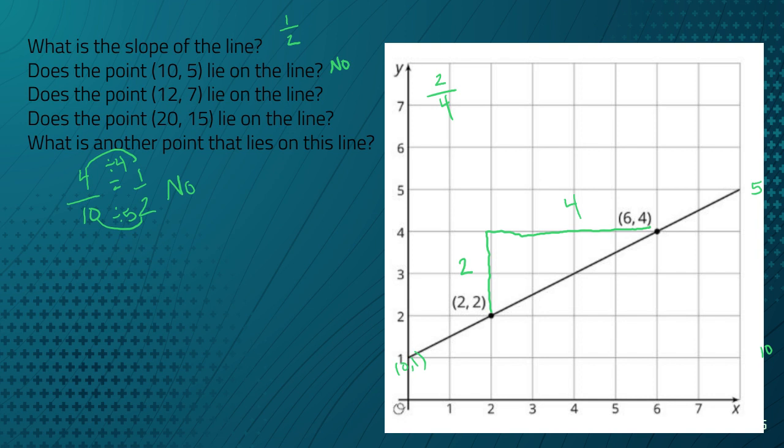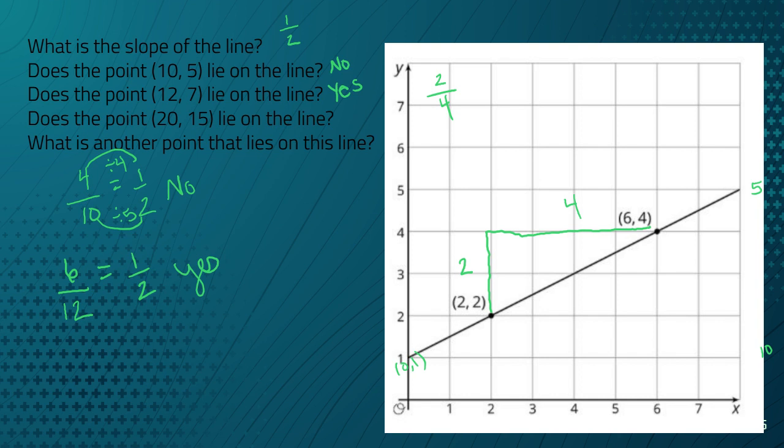So then I do the same thing for the point 12, 7. So the point 12, 7, I would be at 12 on my x-axis. So I would be going from 0 to 12 horizontally, and that distance would be 12. So that's my horizontal distance. But my vertical distance, I'm going from 1 to 7. And from 1 to 7, that distance would be 6. So does 6 over 12 equal 1/2? Yes, it does, because I can divide 6 and 12 by 2 to get 1/2. So yes, it does lie on the line.